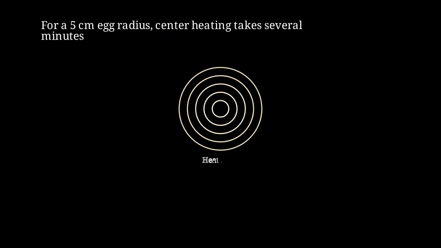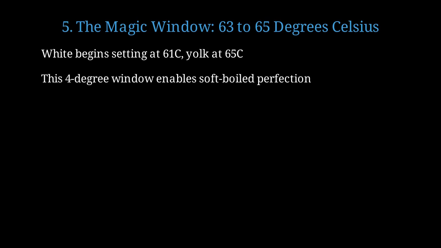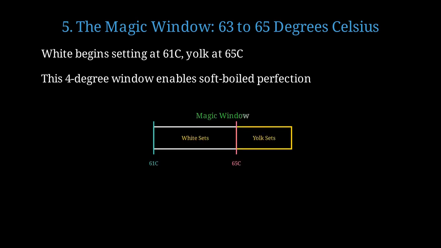Heat flows from the hot exterior towards the cooler center, creating temperature gradients that evolve over time. There exists a narrow temperature window where yolk stays liquid while white sets. The egg white begins setting at 61 degrees Celsius, while the yolk doesn't fully coagulate until 65 degrees. This 4-degree window is the secret to achieving a perfectly soft-boiled egg with runny yolk and set white. This diagram illustrates the magic temperature window between white setting and yolk setting, enabling controlled cooking outcomes.